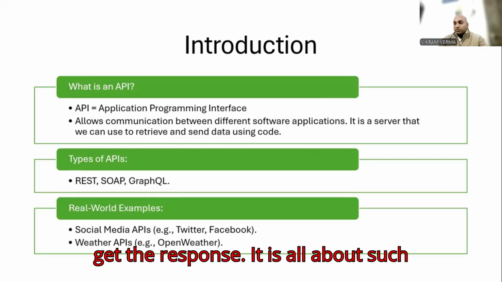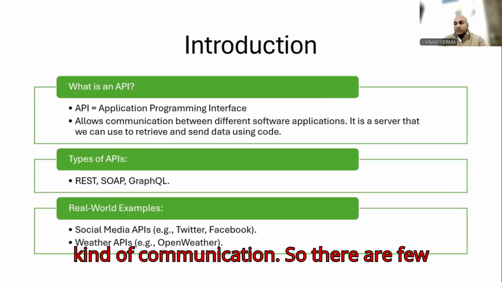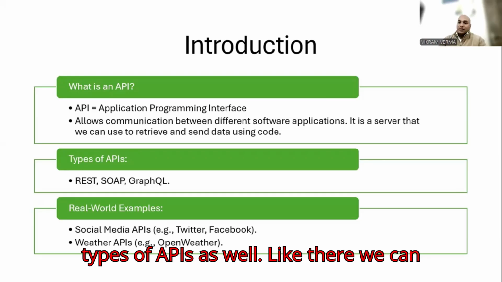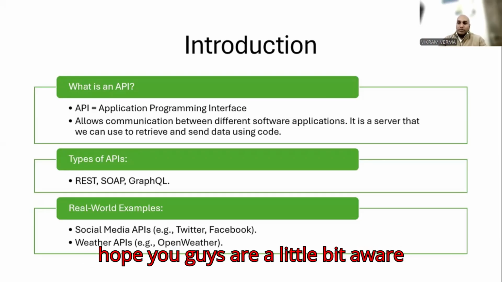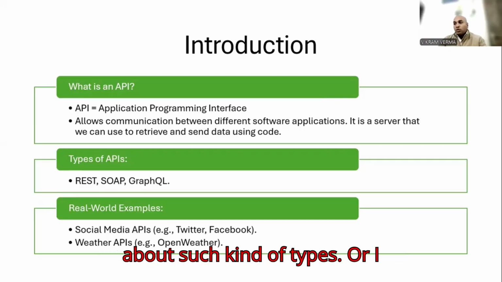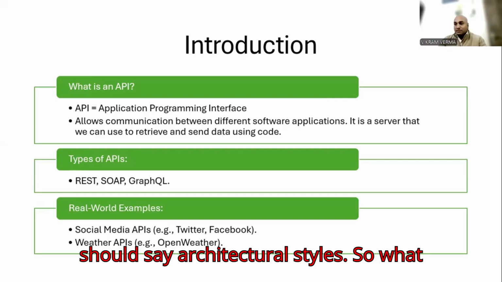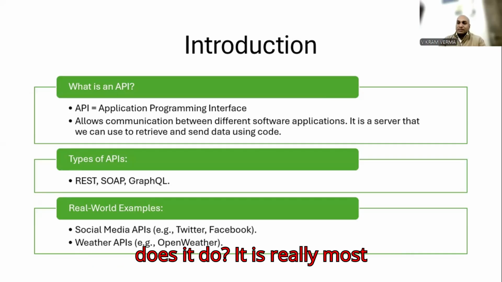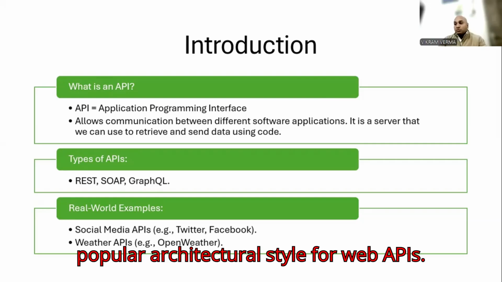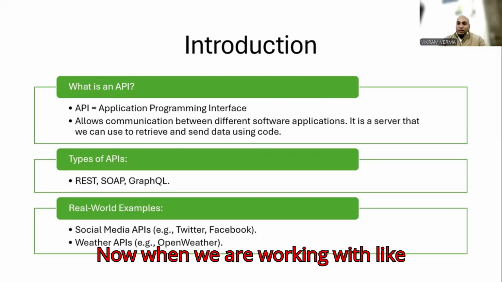There are a few types of APIs as well, like REST, SOAP, and GraphQL. I hope you are a little bit aware of such types, or I should say architectural styles. So what about REST? REST is Representational State Transfer. It is the most popular architectural style for web APIs.